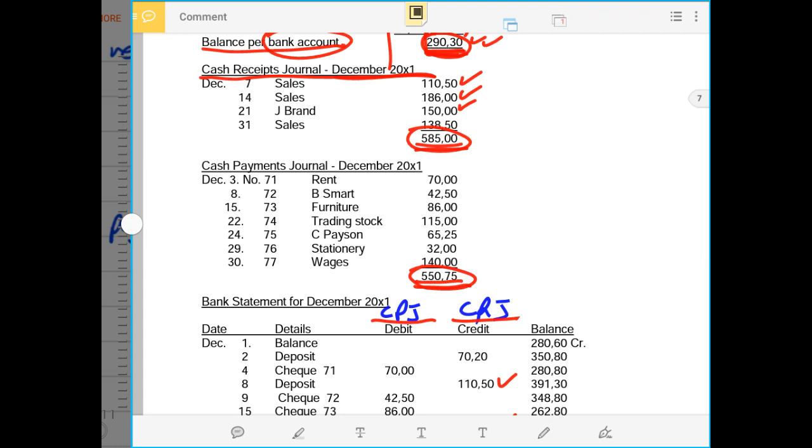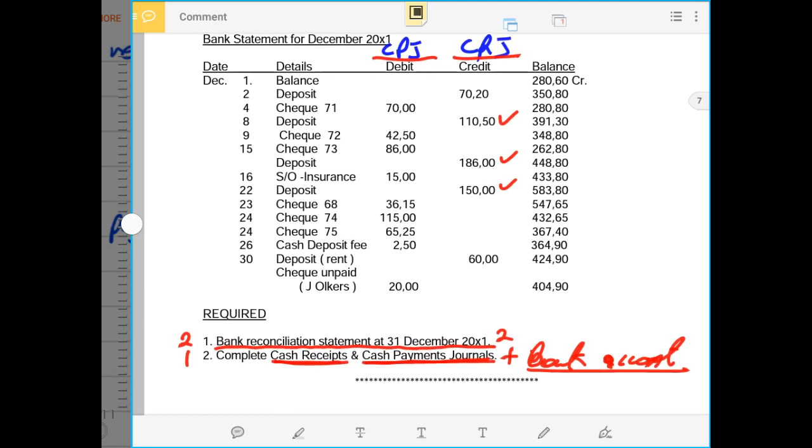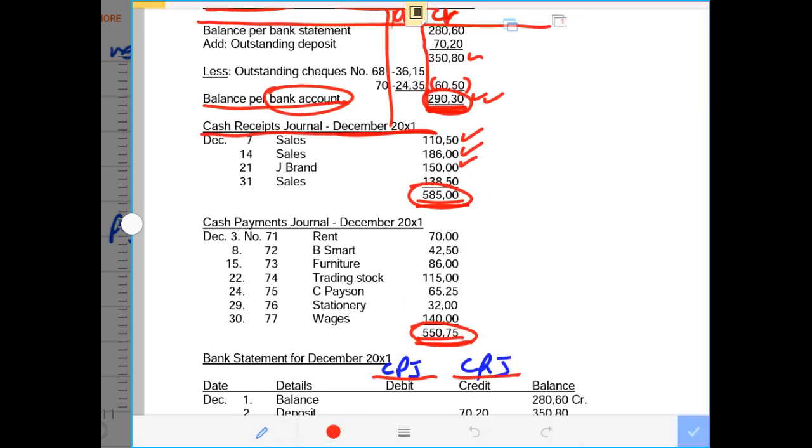Then in the cash receipt journal, there is 138.50. Let us look. Do we have 138.50? No. Was there any adjustment? There was no adjustment. So if that is the case, that means this amount will go to the bank reconciliation statement. Any amount that is in the receipts and was supposed to be on the credit side of the bank statement, but is not there, therefore goes to the bank reconciliation statement on the credit side.